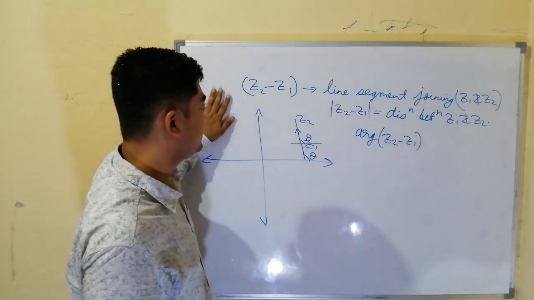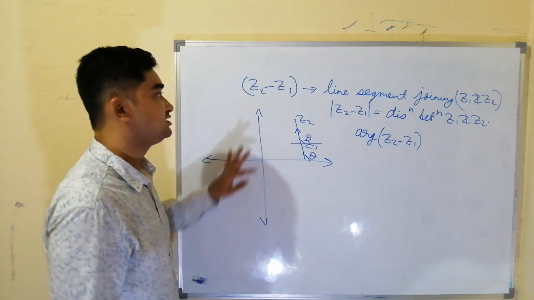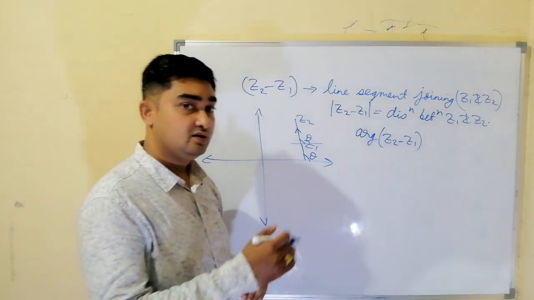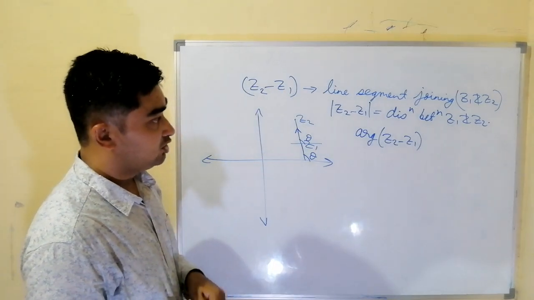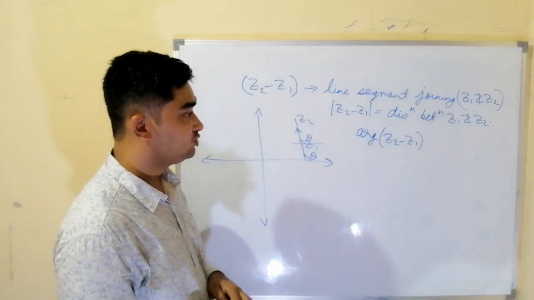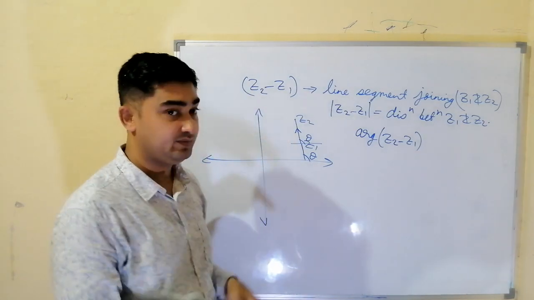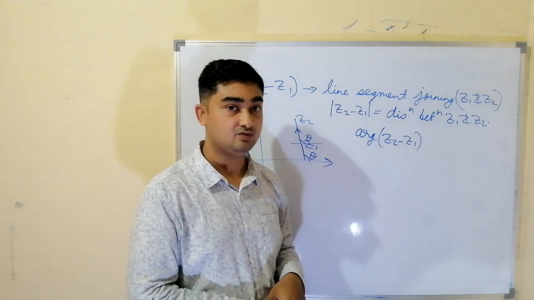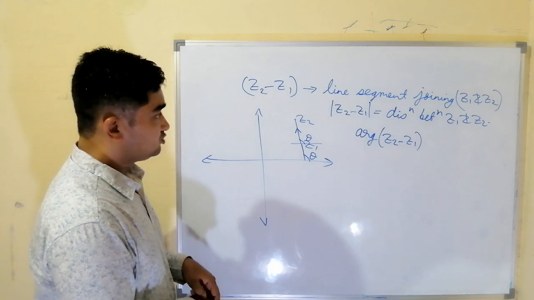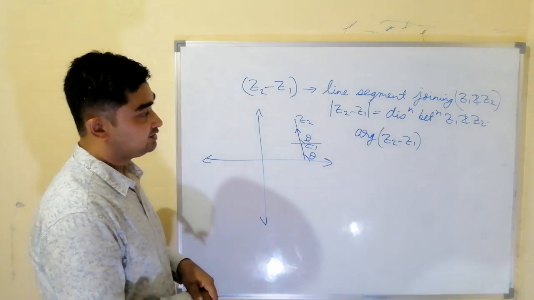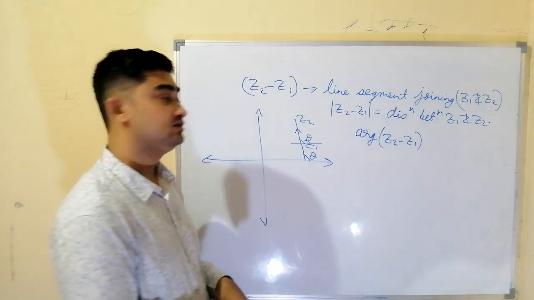So this is the basic and most important point about the geometry of complex numbers. Z2 minus Z1 means the line joining Z2 and Z1, where Z2 is the initial point and Z1 is the final point, in final minus initial. And mod of Z2 minus Z1 means the distance between Z1 and Z2. The argument of Z2 minus Z1 means the angle which the line joining Z2 and Z1 makes with the positive direction of the real axis or x-axis. Now, using this concept, we will write the equation of a circle.